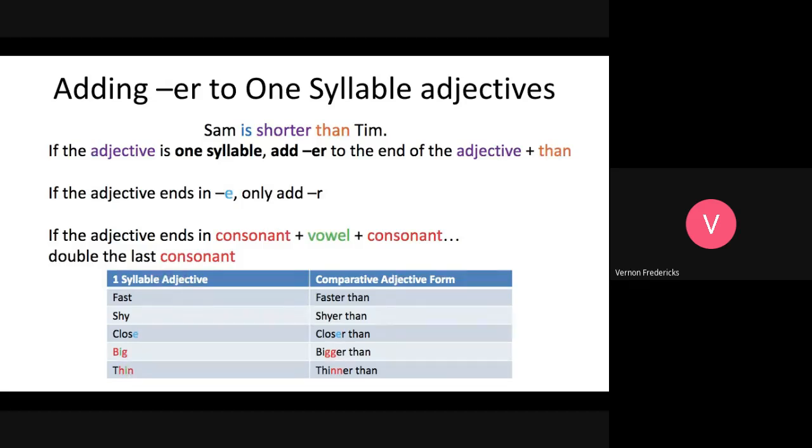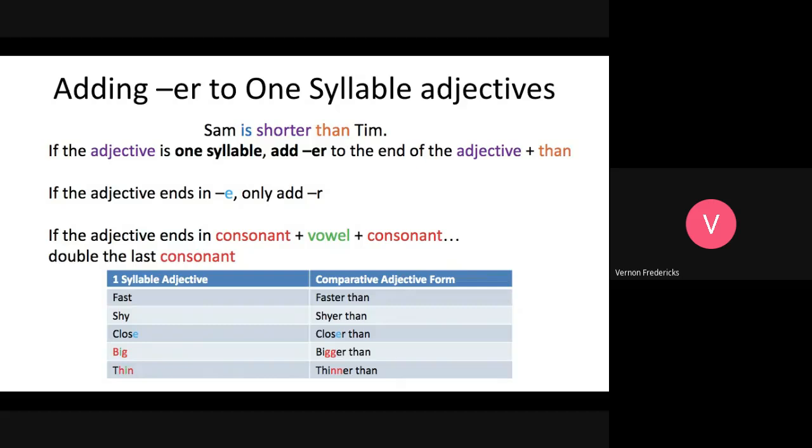If the adjective ends in e, only add r. Rule number 3. If the adjective ends in consonant plus vowel plus consonant, double the last consonant. I'll read that again.